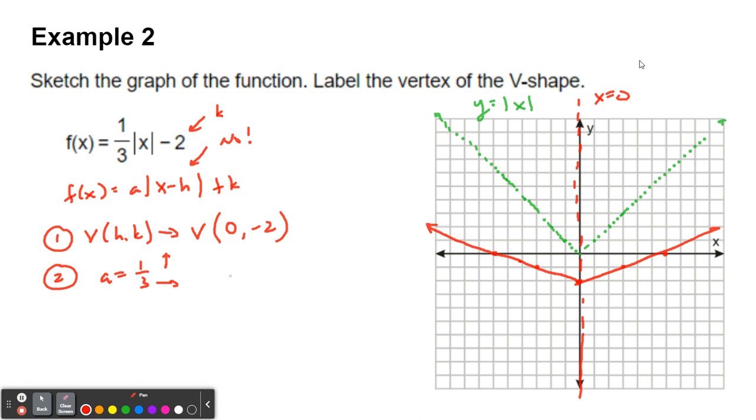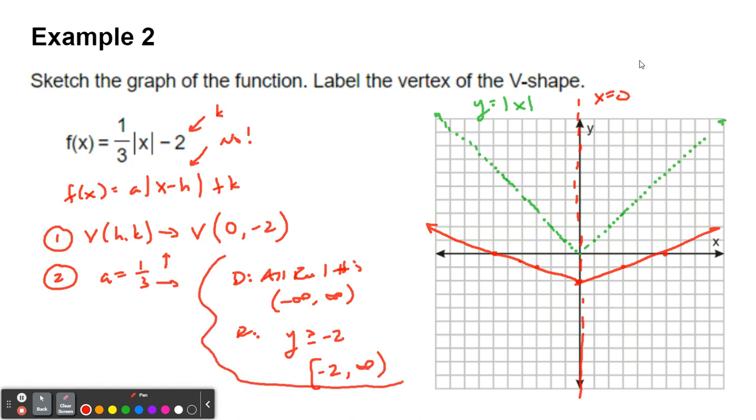If we take a look at the domain and range, again, you still have arrows on both ends, so the domain is still all real numbers, which is from negative infinity to infinity. And then the range, since it opens up, the vertex is a minimum, so your y is going to be greater than or equal to, and it's the y of the vertex, negative 2. And again, because it opens up, negative 2 is your starting number. That's a bracket because it can be equal to it, but then it goes up to positive infinity. There's your domain and range.